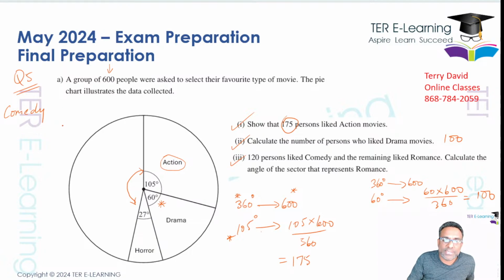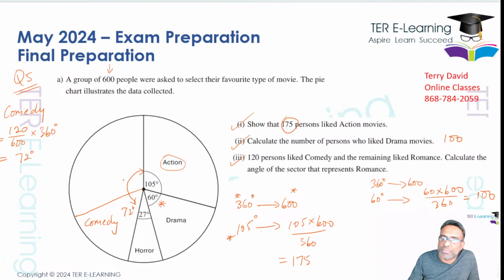So this looks simple, but it's not that simple. So for comedy, we have 120 persons. To figure out the angle, we can say 120 over 600 multiplied by 360. That's going to give us the angle for comedy. So that's 120 divided by 600 multiplied by 360. You're going to get an angle of 72 degrees. So therefore, this is comedy here, and this angle here is 72 degrees.